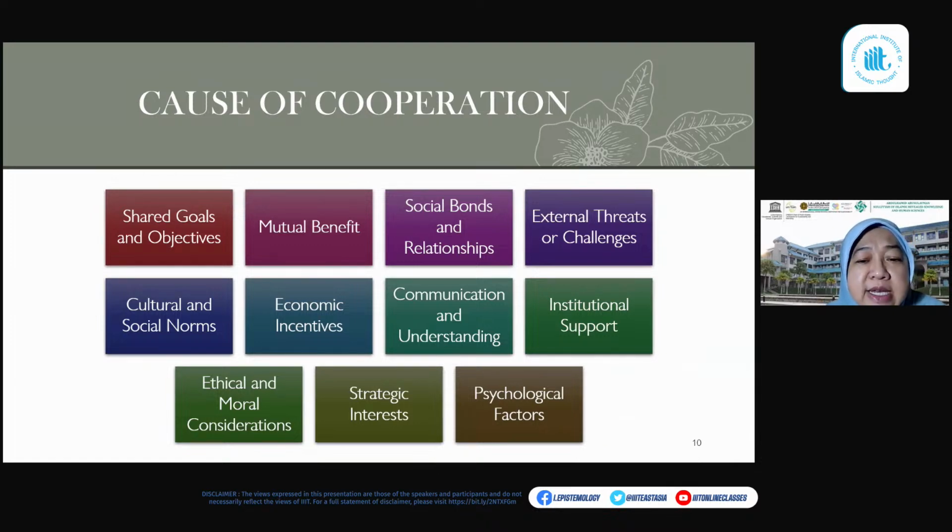And the last one is the psychological factors, to form a social identity, to possess a sense of belongingness to a group or to a community. The need for social identity causes us to cooperate in order to maintain group cohesion.